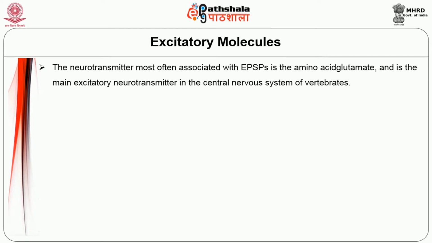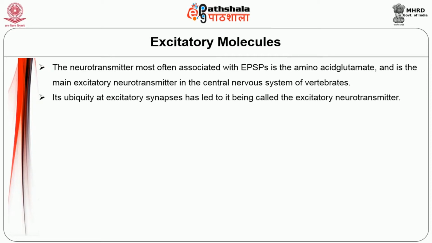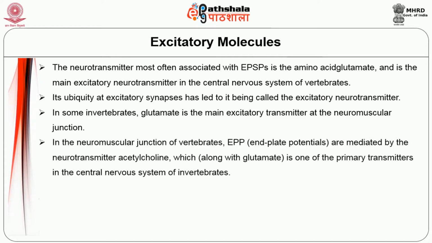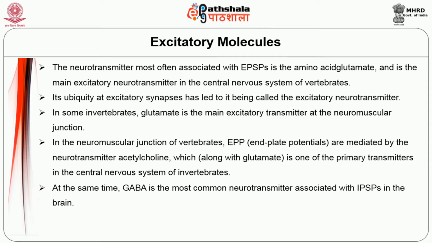The neurotransmitter most often associated with EPSPs is the amino acid glutamate, which is the main excitatory neurotransmitter in the central nervous system of vertebrates. Its ubiquity at excitatory synapses has led to it being called the excitatory neurotransmitter. In some invertebrates, glutamate is the main excitatory transmitter at the neuromuscular junction. In the neuromuscular junction of vertebrates, EPPs, that is end plate potentials, are mediated by the neurotransmitter acetylcholine, which along with glutamate is one of the primary transmitters in the central nervous system of invertebrates. At the same time, GABA, that is gamma-aminobutyric acid, is the most common neurotransmitter associated with IPSPs in the brain.